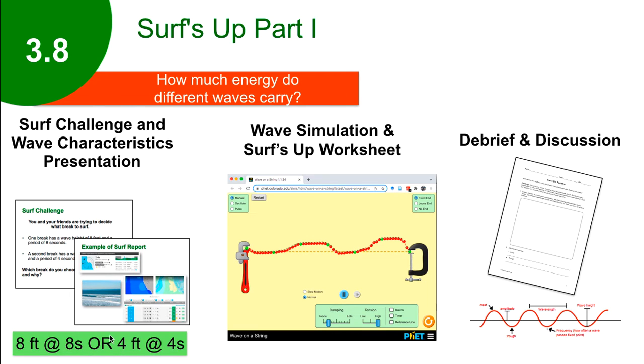Which wave would be better to surf? An 8-foot tall wave coming every 8 seconds? Or a 4-foot tall wave coming every 4 seconds? We send them to investigate waves in a computer simulator and then bring them back to debrief and discuss, making sure that everyone can successfully label the different parts of a wave.